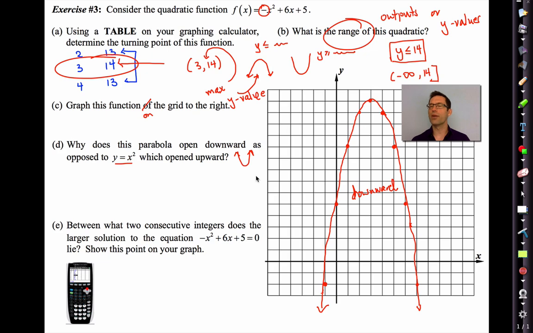Now, what a lot of people will write down, and this is not a great answer. They're getting the idea right, but the answer is not great. A lot of students will say, this opens downward because the x that's being squared is negative. That's not what you want to say. What this formula really is, is negative 1 times x squared plus 6x plus 5. So it's all about that negative 1. And the correct answer, with proper terminology, is the leading coefficient.